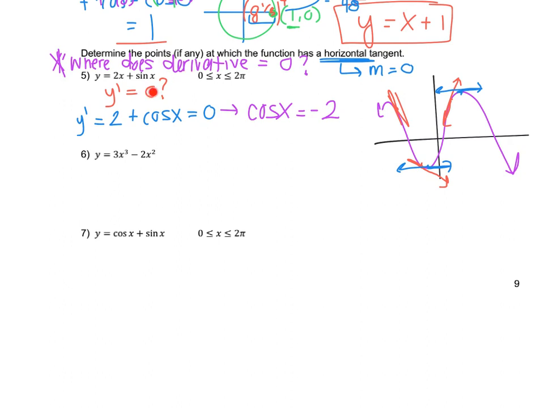So what does that mean? That means there are no horizontal tangent lines on this function. And if you graphed it, what you would find is there are no peaks and valleys. There are no turns, because if the tangent line never equals 0, then it never turns. So the answer to number 5 is never.